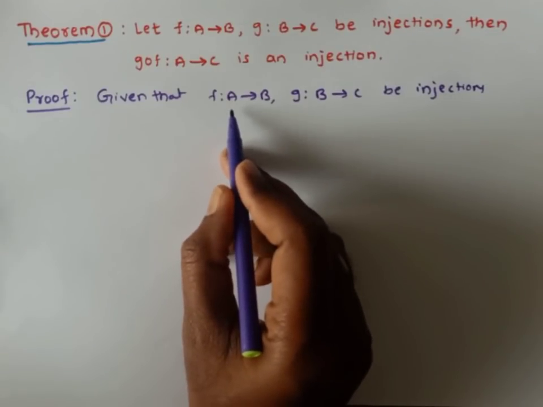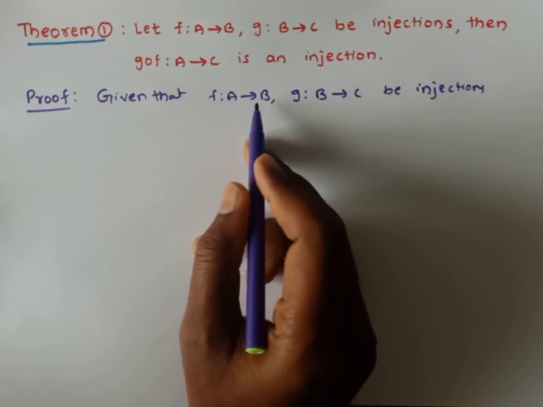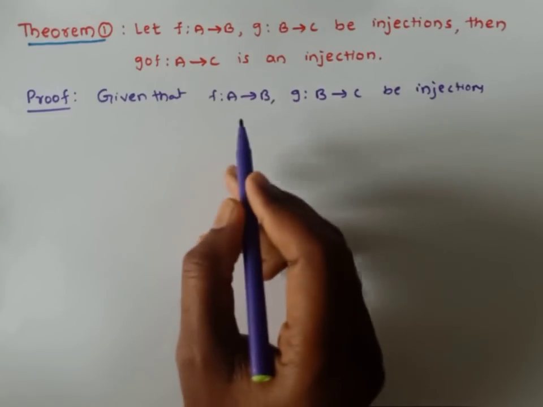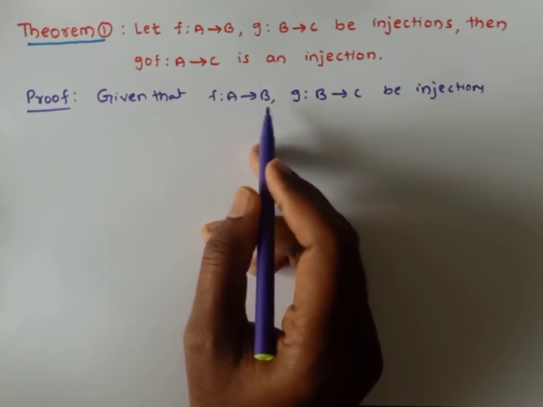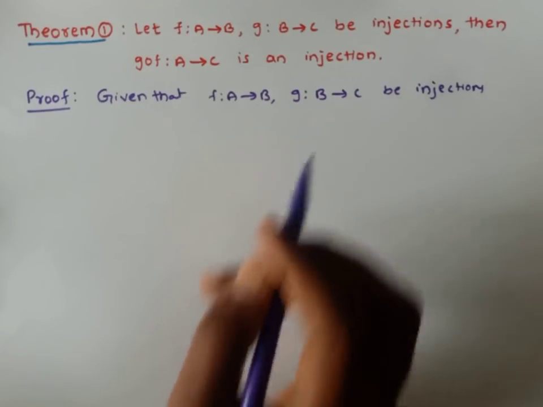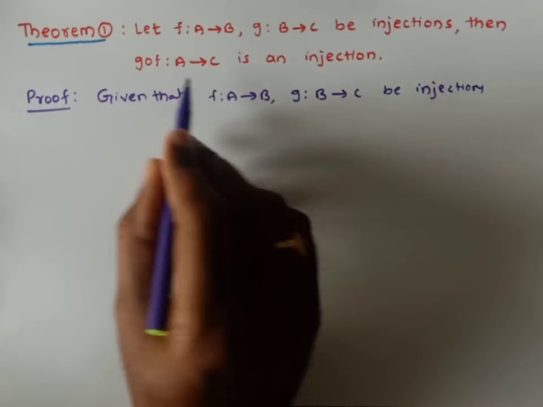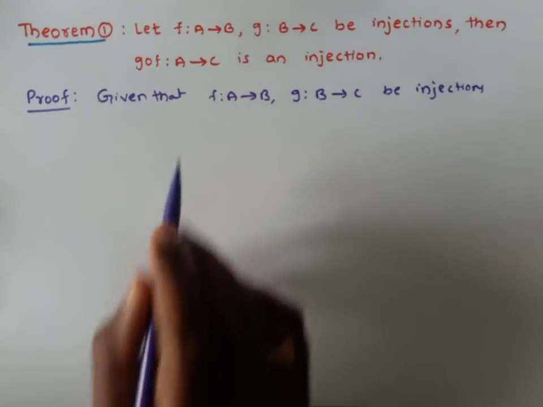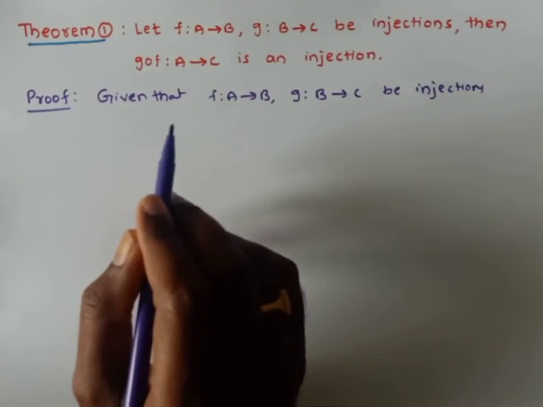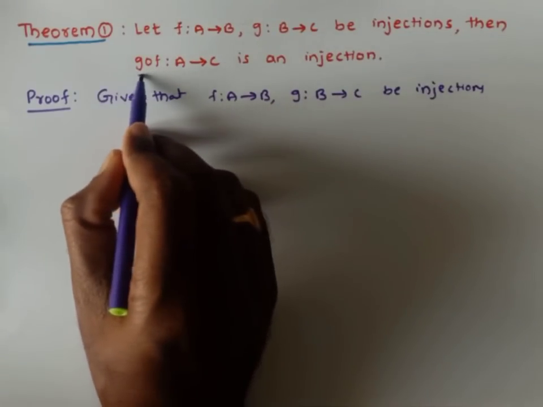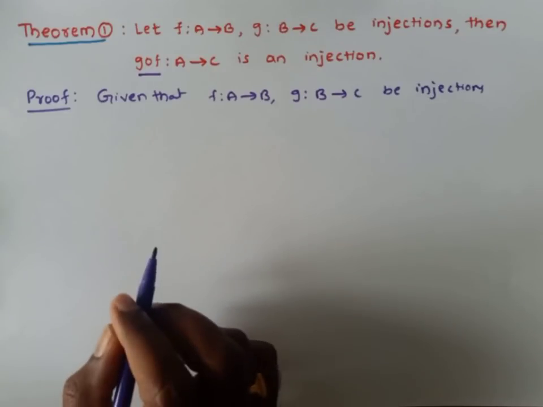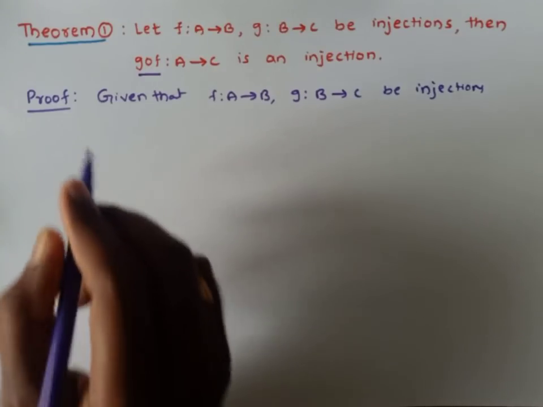If we take any two distinct elements from A, then their images are also different. Similarly in g also. Or if two images are the same, then the elements are the same. By using this definition, you need to show this function is also an injection. f and g both are injections, meaning they are functions, and g compose f is also a function. So we need to apply the definition for this g compose f.